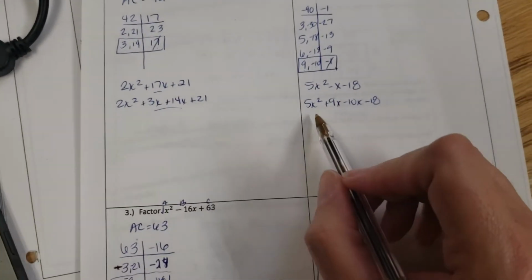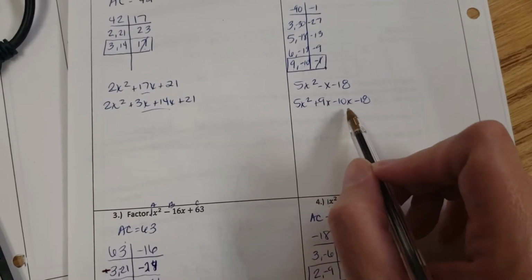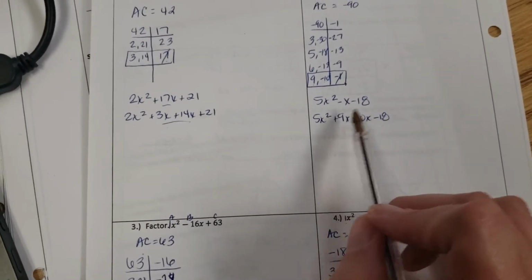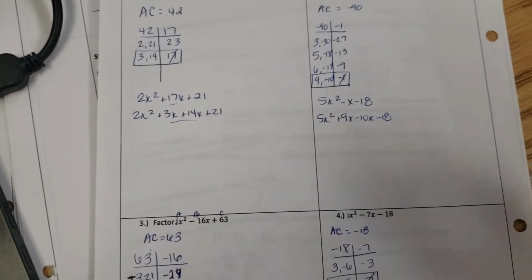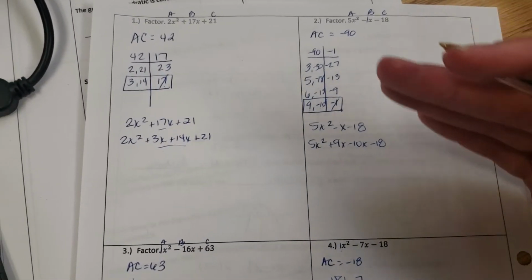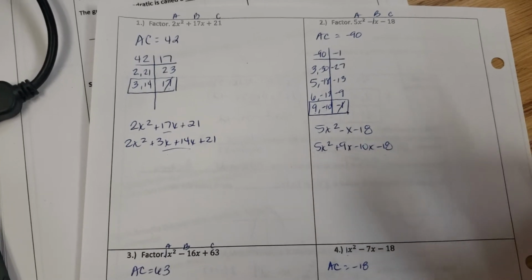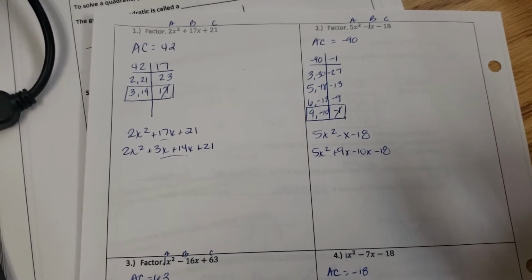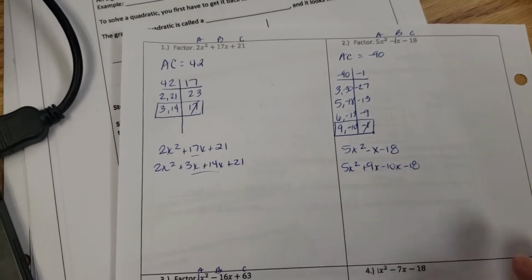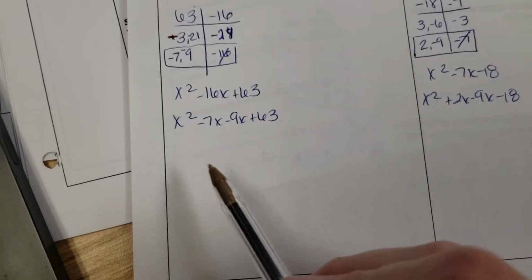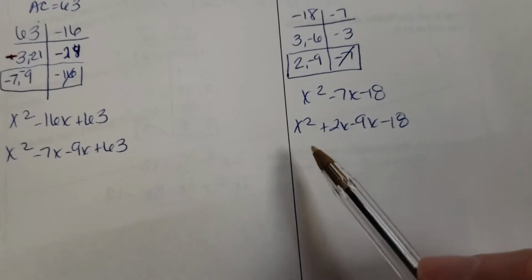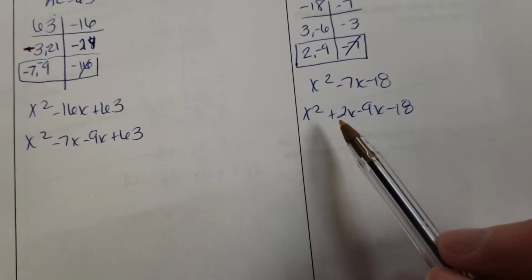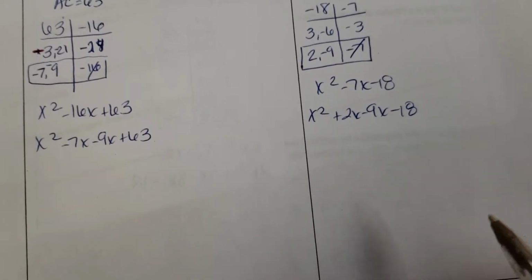So over here, 5x squared plus 9x minus 10x minus 18. Now if you switch these two terms around, it's okay. Your work is going to come out a little bit different, but the procedure is still the same and the answer will be the same. And then down here, I have x squared minus 7x minus 9x plus 73. And then for number 4, I have x squared plus 2x minus 9x minus 18.